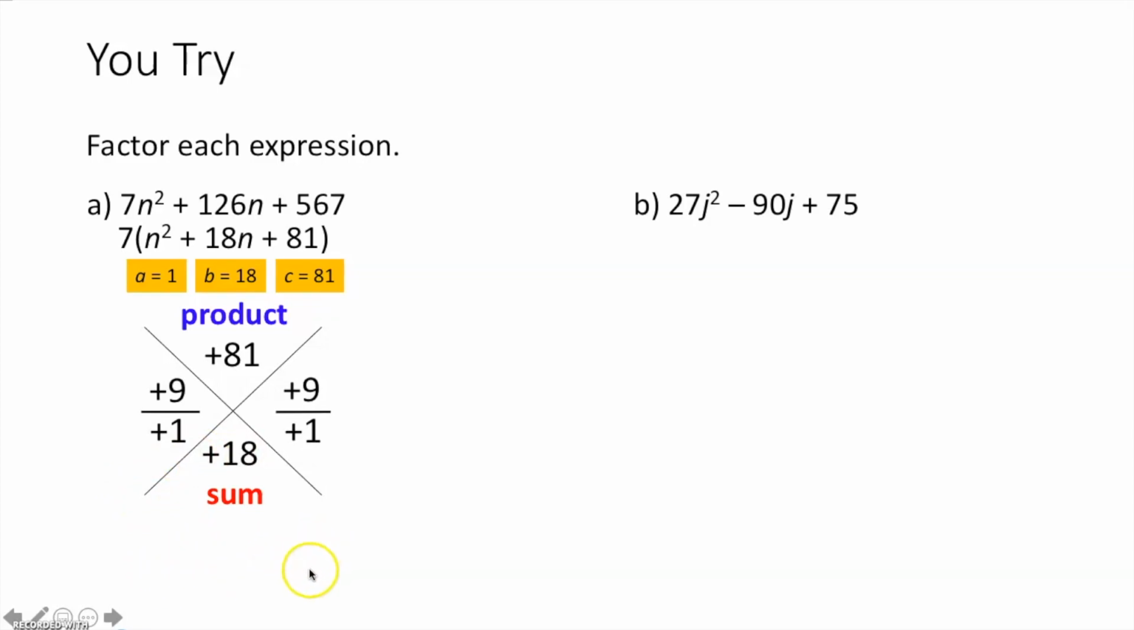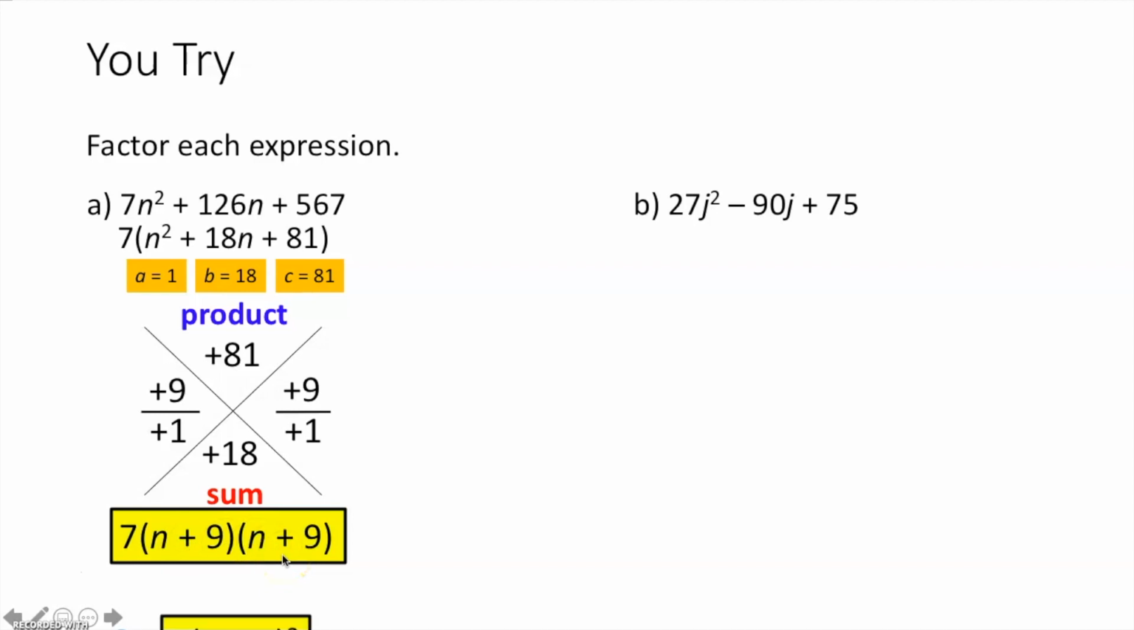So in 2 sets of parentheses. The first one, we're going to go 1n plus 9. And the second one, we're going to go 1n plus 9. Don't forget about that 7 that was on the outside. You could leave it like this, or since they're the same thing, you could rewrite it as 7 times the quantity, n plus 9 squared.